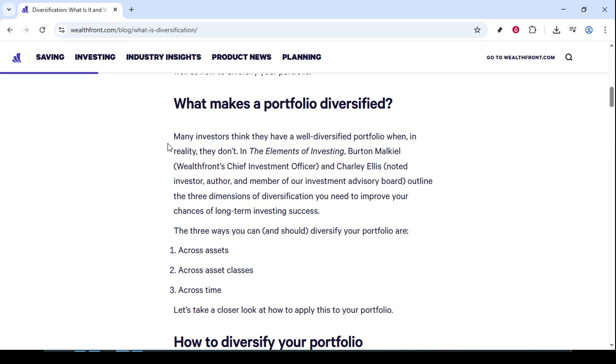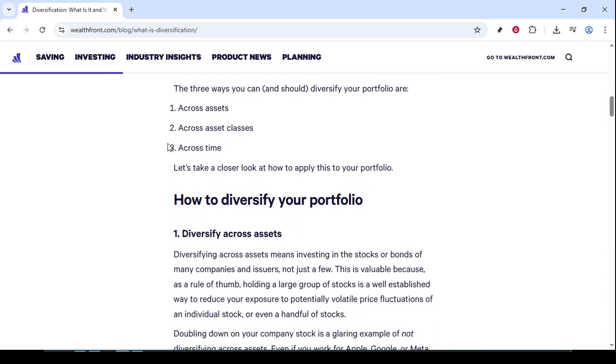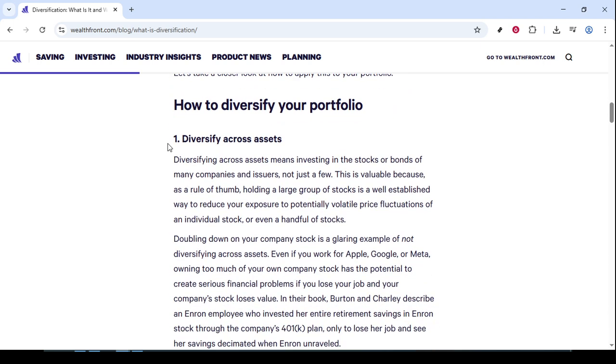Next, let's talk about how to go about diversifying your portfolio. A solid strategy involves three core dimensions: across different types of assets, across various asset classes, and over different time horizons. This means incorporating a wide range of investments in your portfolio, each bringing a unique risk and return profile. Wealthfront, with its automated investment services, can significantly simplify this process for you.